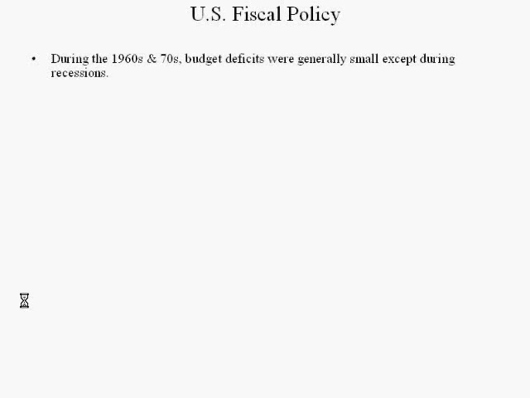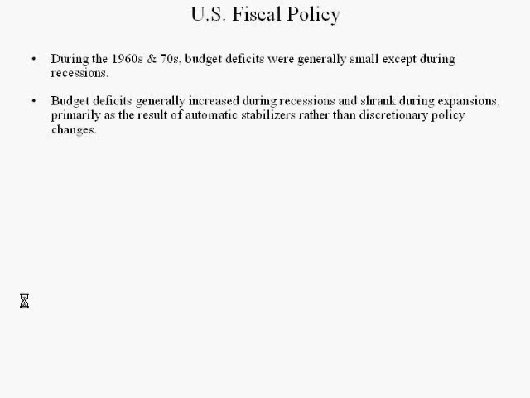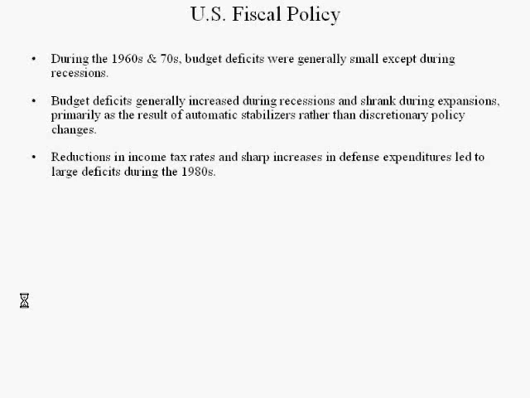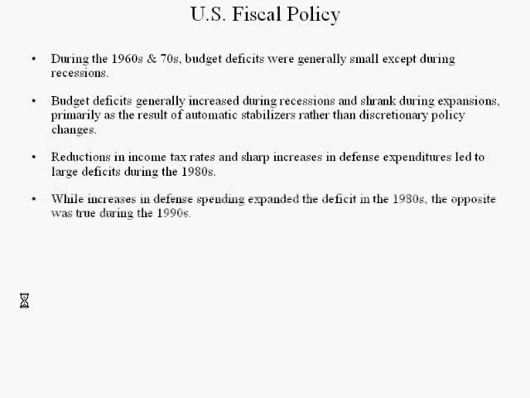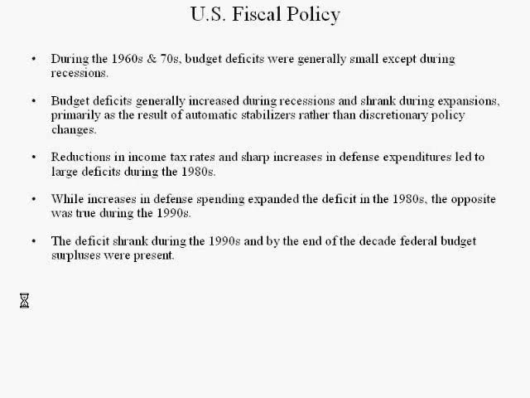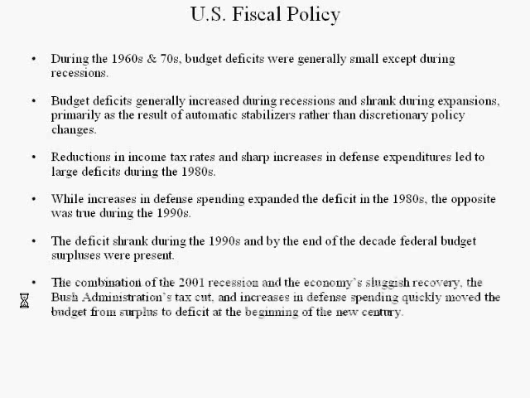Now, during the 1960s and 70s, budget deficits were generally small, except during recessions. Budget deficits generally increased during recessions and shrank during expansions, primarily as a result of automatic stabilizers like unemployment benefits, progressive tax rates, and corporate tax rates, rather than discretionary fiscal policy. Reductions in income tax rates and sharp increases in defense expenditures led to large deficits during the 1980s. While increases in defense spending expanded the deficit in the 1980s, the opposite was true during the 1990s. The deficit shrank during the 1990s, and by the end of the decade, federal budget surpluses were present.